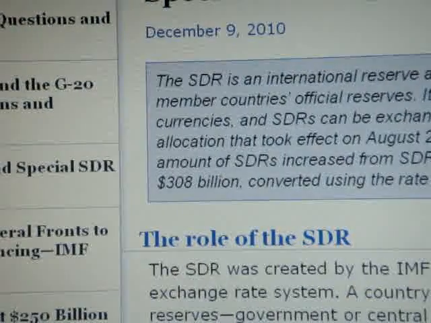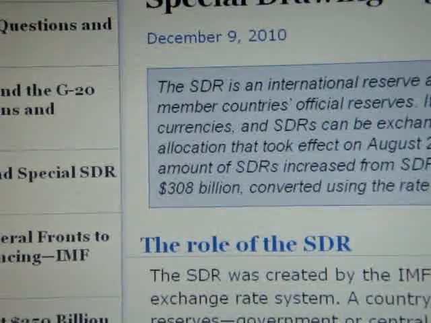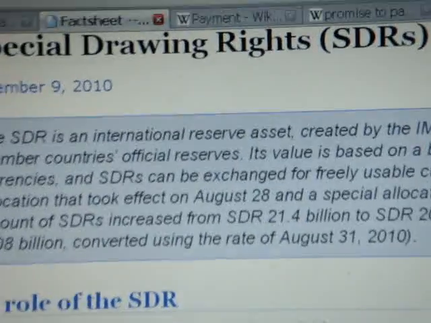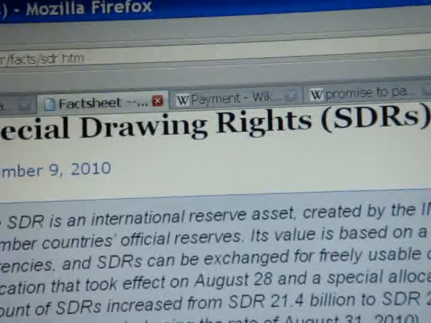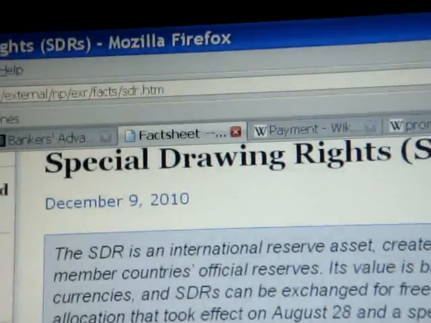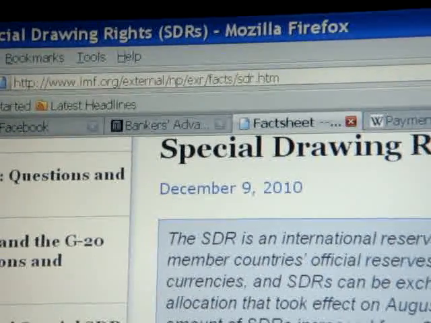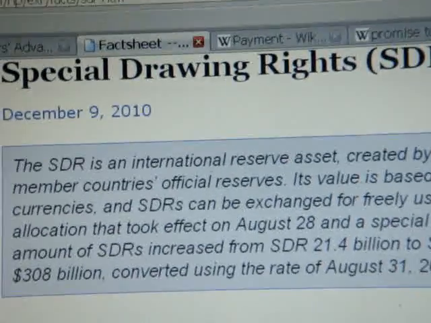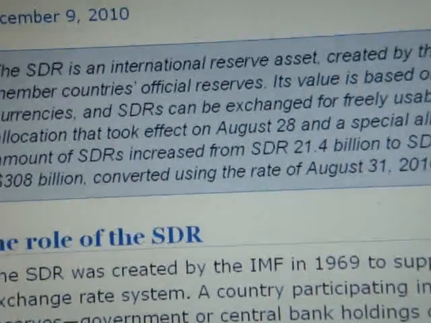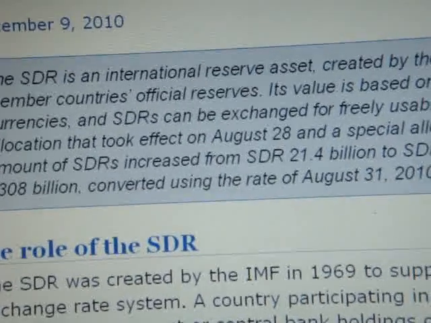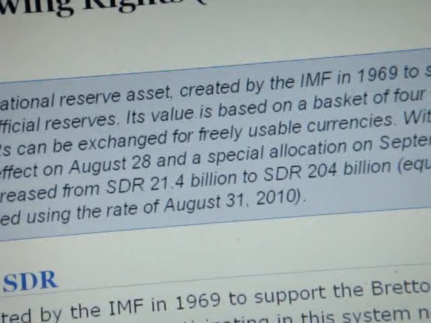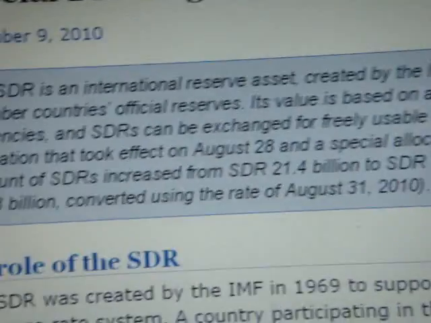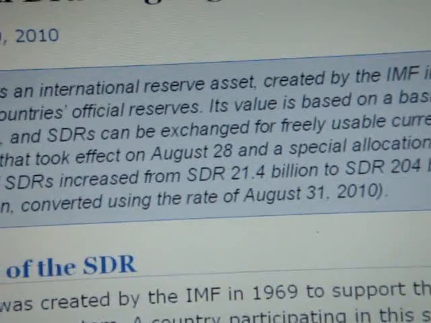Now we see that special drawing rights, and if you want to see the URL, imf.org, internal, special drawing rights. The SDR is an international reserve asset created by the IMF in 1969 to supplement its member countries' official reserves.